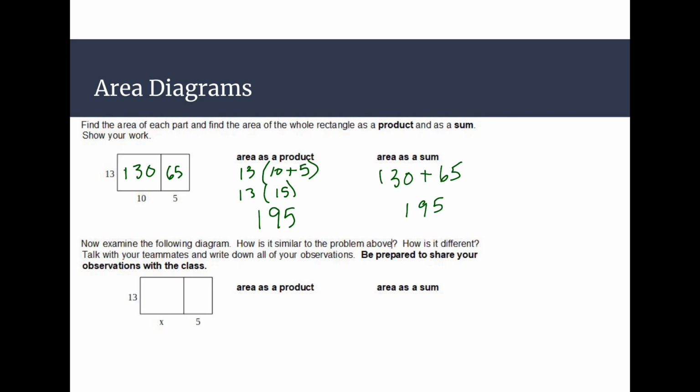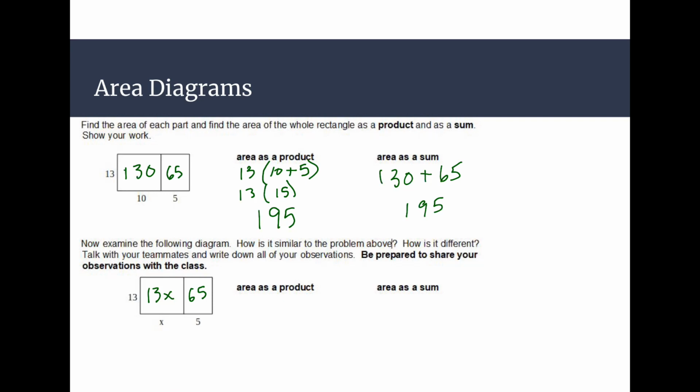So now we're going to take a look at this bottom one here, but it looks a little bit different. Right? Now instead of that 10, we have an x there. So let's figure out how to do this. But we're going to do the same exact steps. So we want to take 13 times x, which is just 13x, and 13 times 5, which is going to be obviously still 65 since the other one was.